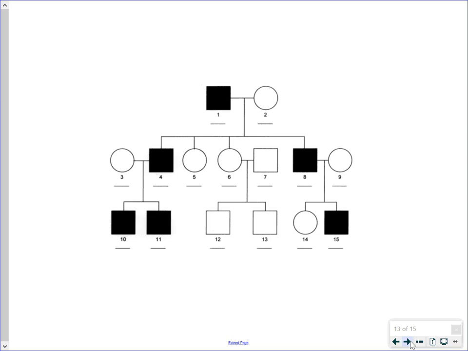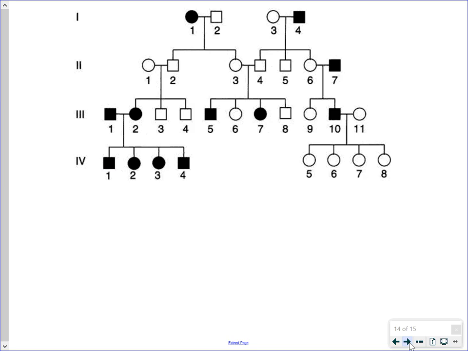This one here, do we only have males that are affected? Well, yes, that is what we have. So this one is going to be on the Y chromosome. And what we do see is the father has it, both of the sons have it. The father has it, the son has it. The father has it, both of the sons, so this one is pretty clear that the mechanism of inheritance is going to be on the Y chromosome.